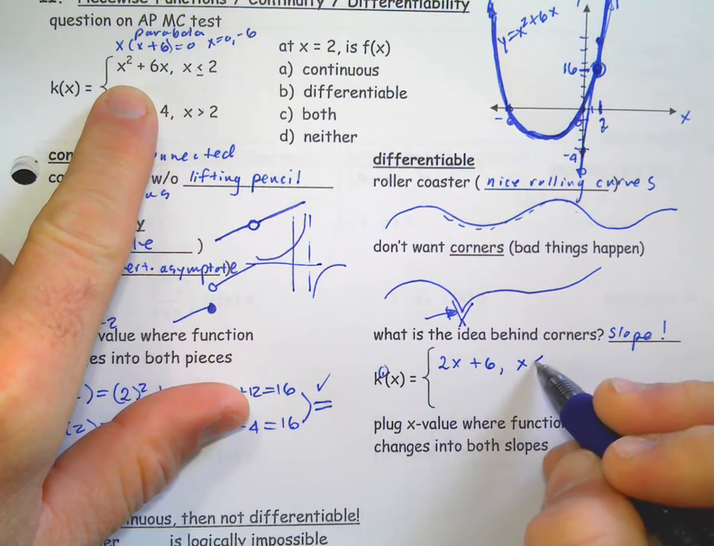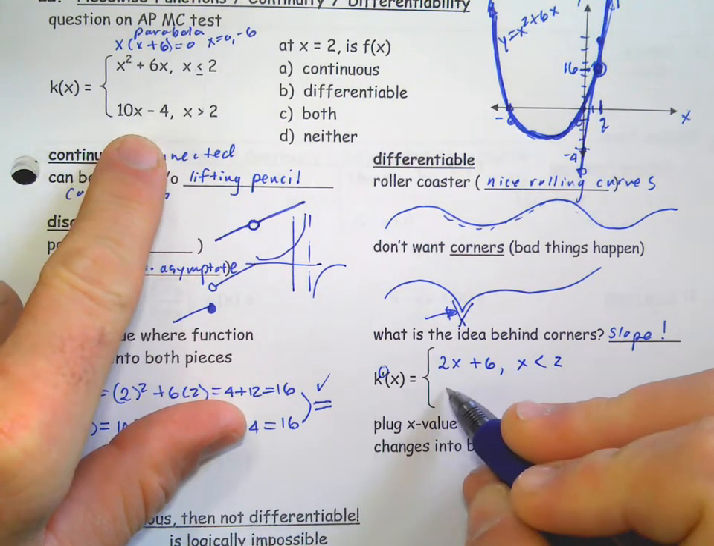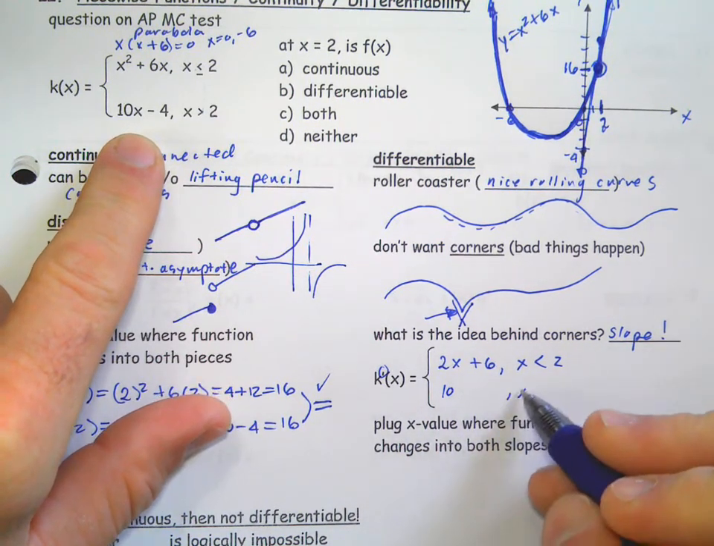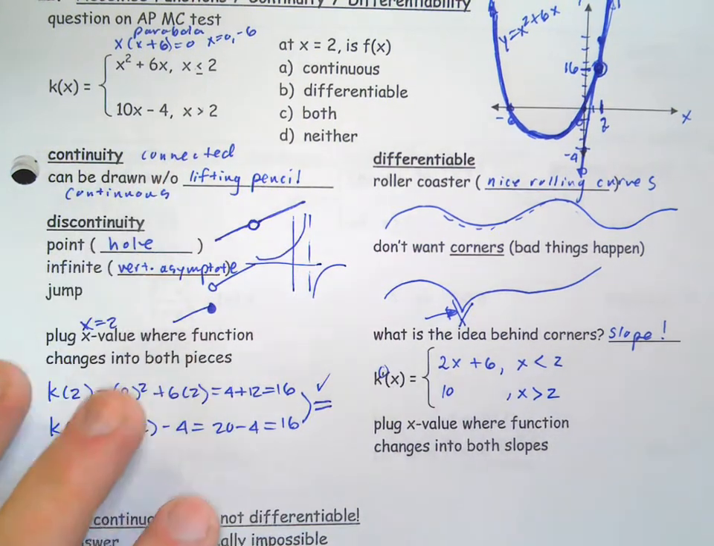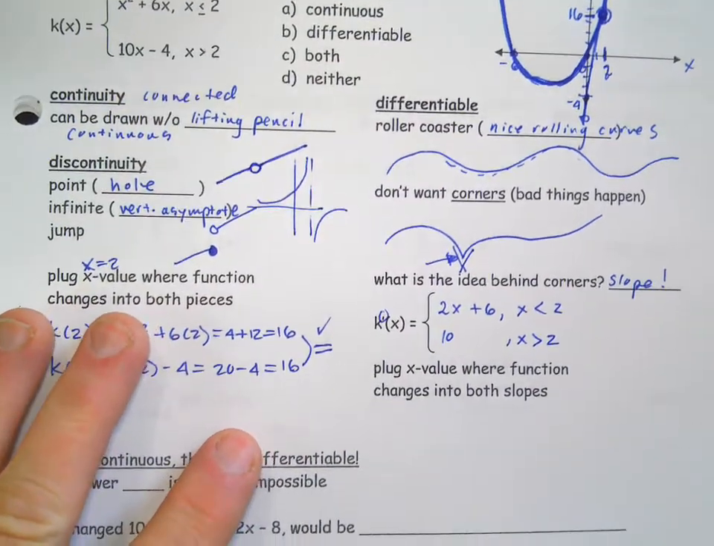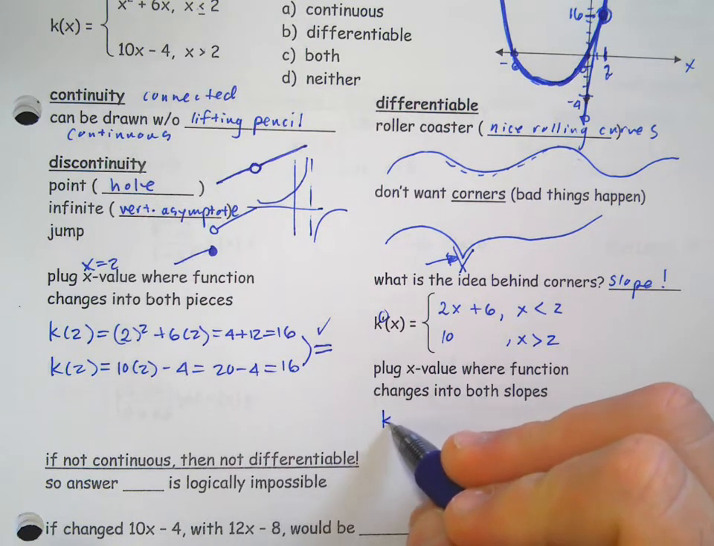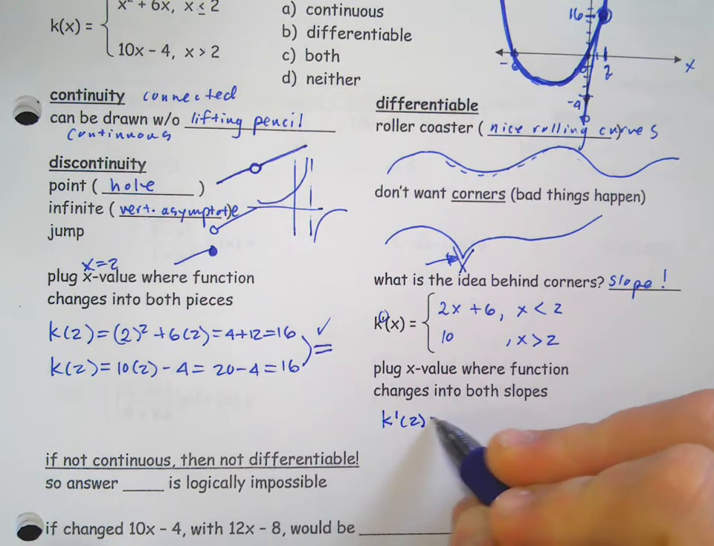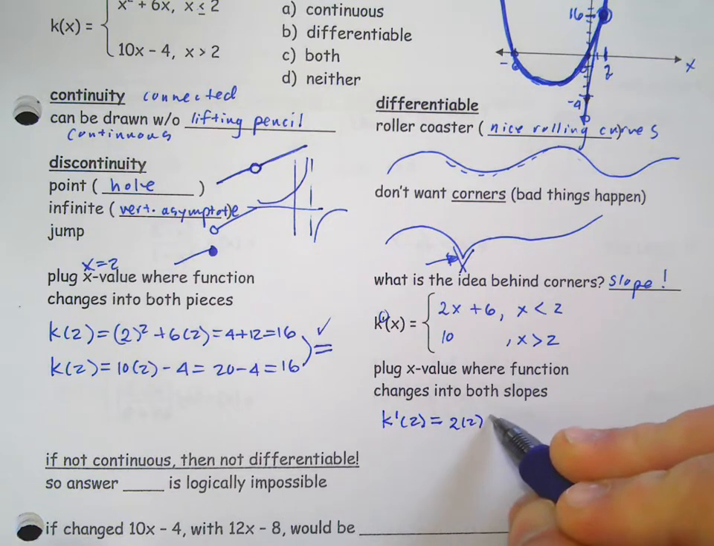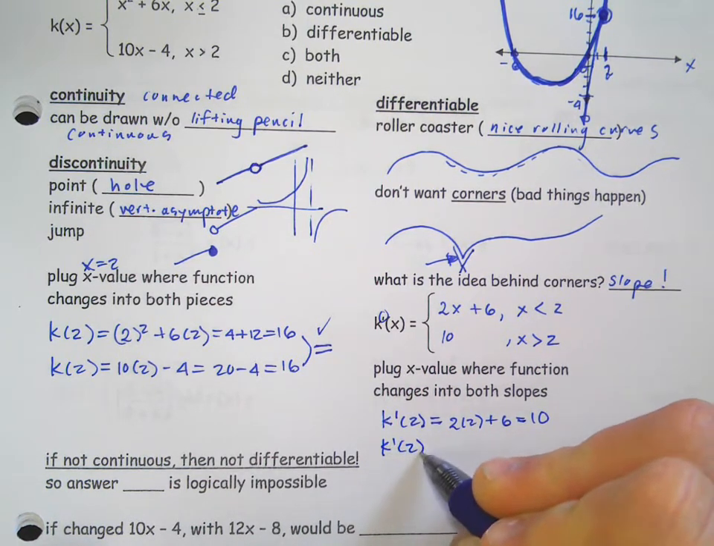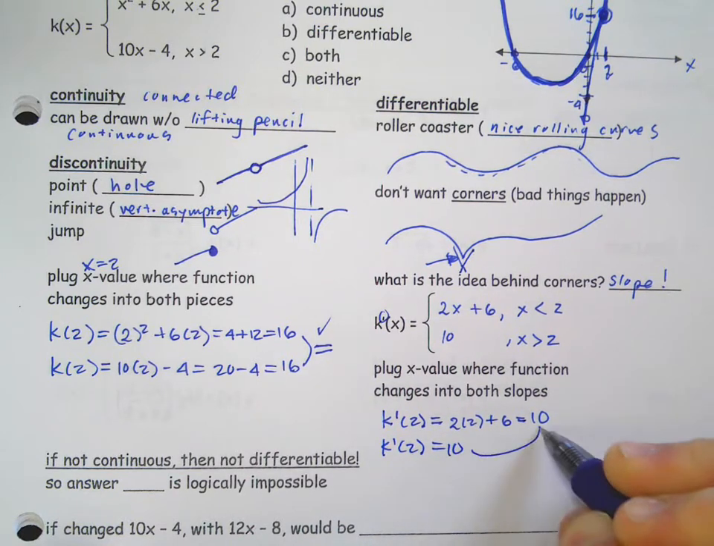When x is less than 2, I'm not going to put the or equals yet. I'll tell you why in a second. The derivative of the next one is 10, just 10, when x is greater than 2. Now, a way to determine if there's a nice smooth transition at that x equals 2 point, which is probably what we're worried about, is to plug the x value in. So we could plug k prime 2 into the first part, and we get 10, and k prime 2 into the next part, and we get 10. And if they have the same slope, then that's a great sign.